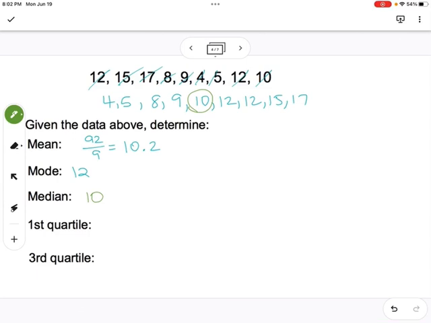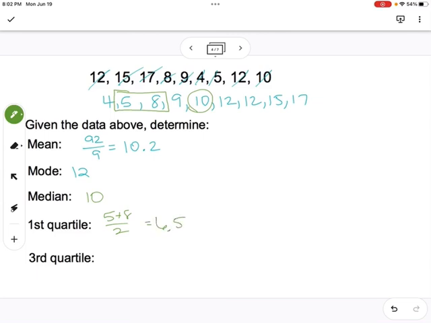Now, dividing the first half of the data, so here we want to focus on the 4 to the 9. So halfway is the 5 and the 8. So 5 plus 8 divided by 2, and that gives us 6.5 as the first quartile.